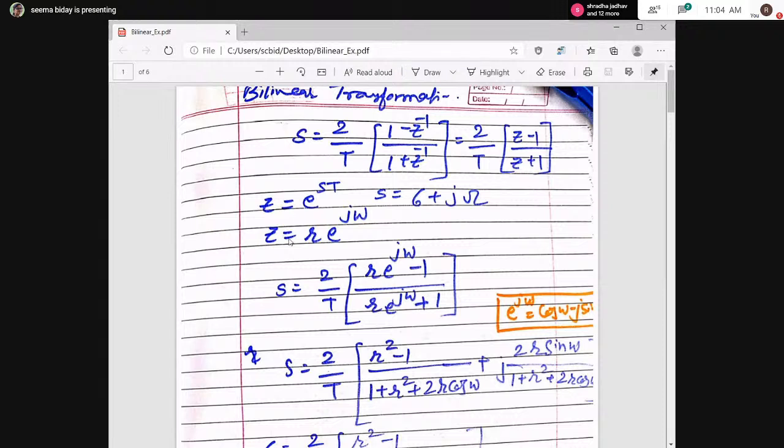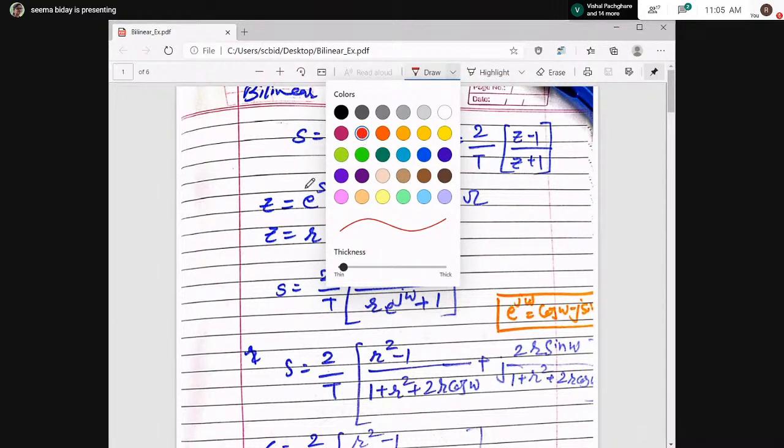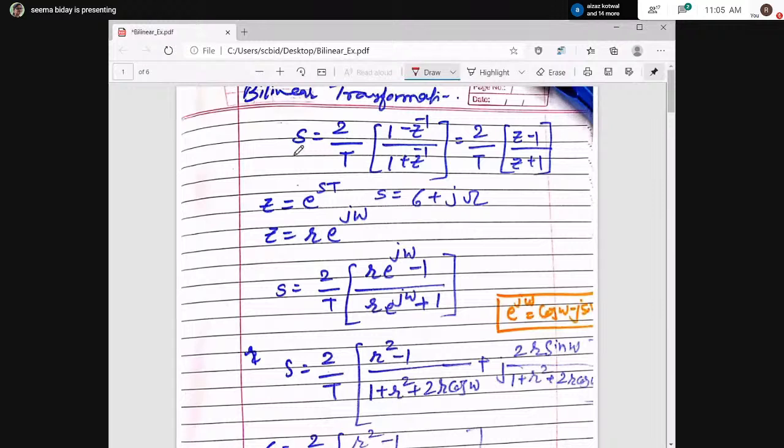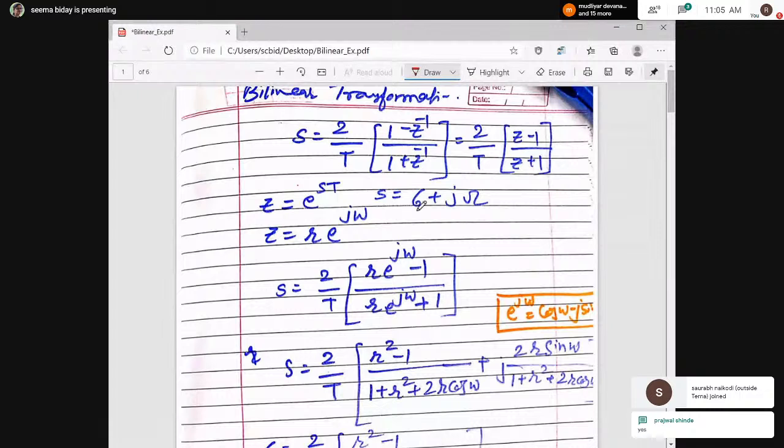Now we want to determine the relationship between analog frequency and digital frequency, because everywhere in this type of filter, what we are doing is converting an analog filter to a digital filter. Is this okay? So now we need to convert analog frequencies to digital frequencies.